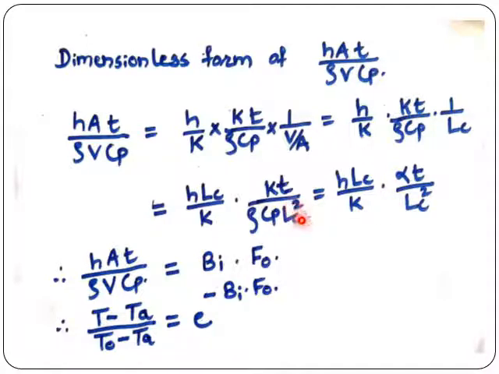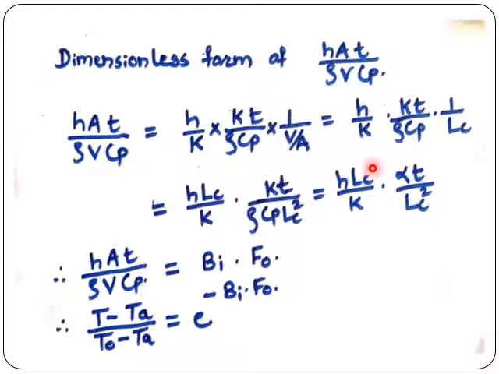So this becomes Lc squared. K by rho Cp is alpha, which is also called thermal diffusivity. So alpha t by Lc squared is another term. One term is h Lc by k, and the second term is alpha t by Lc squared.